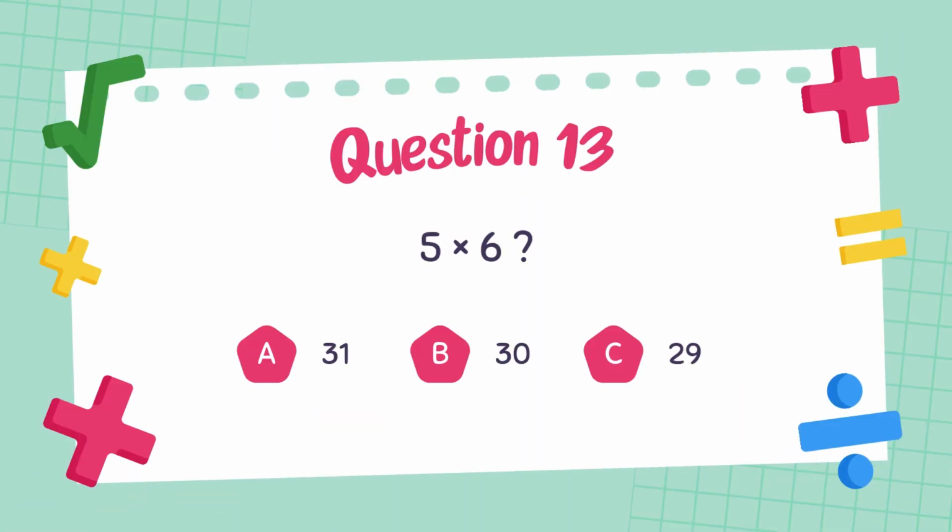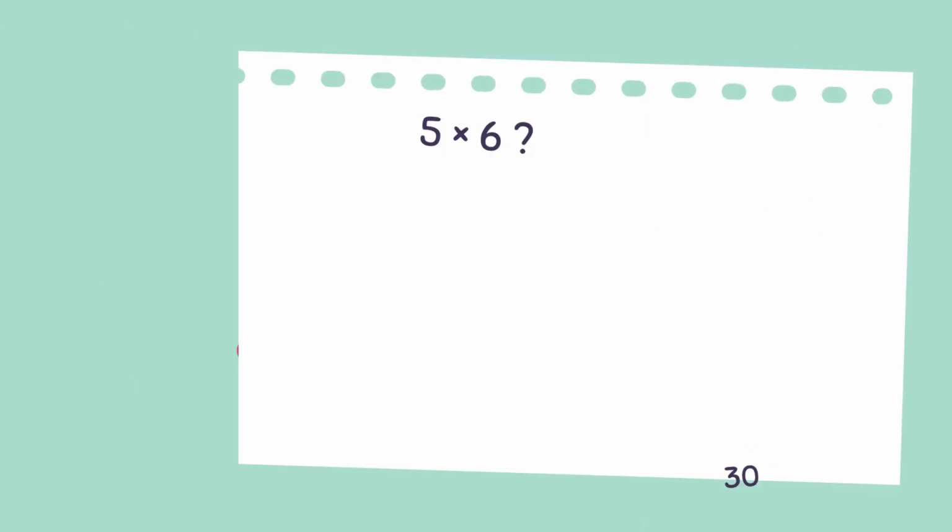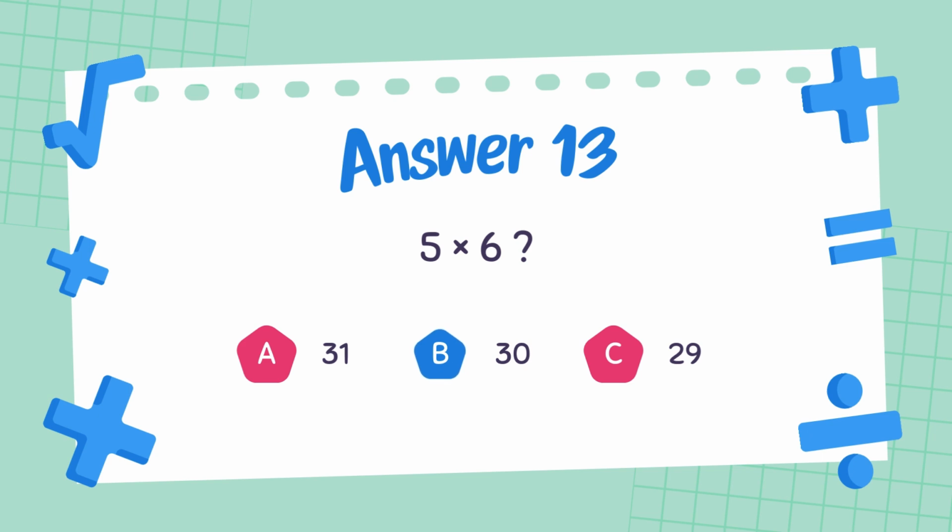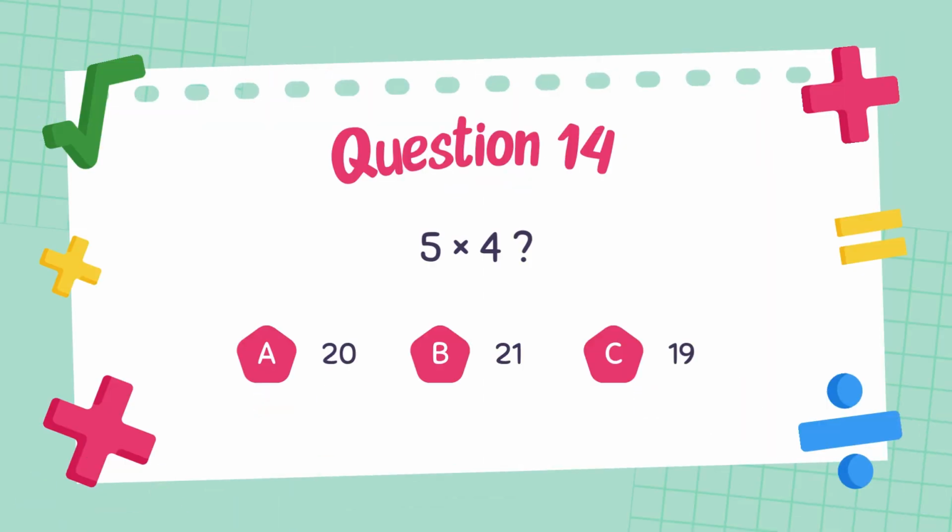Question 13. What is 5 times 6? Is it A, 31, B, 30, or C, 29? The answer is B, 30. Nice job.